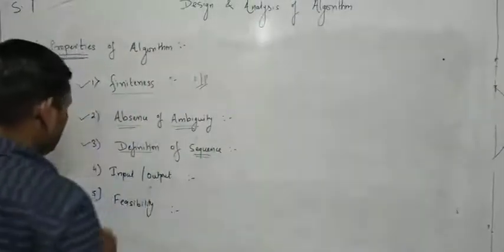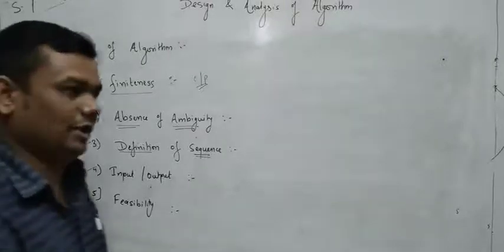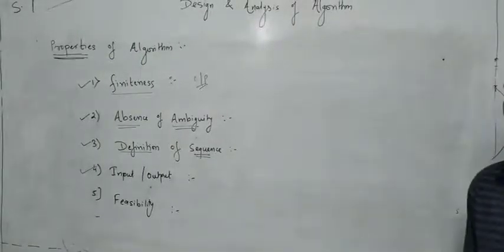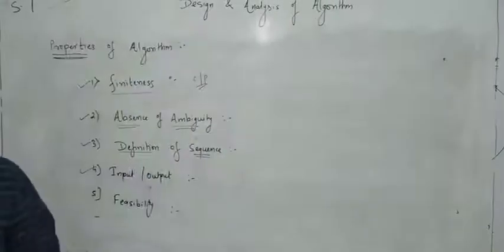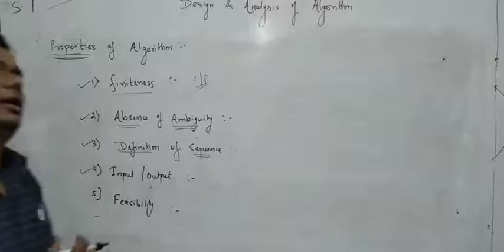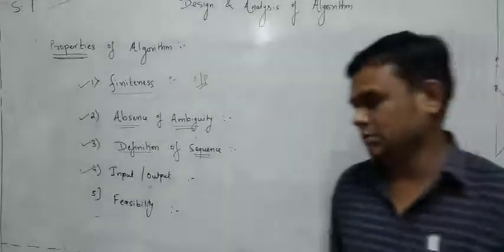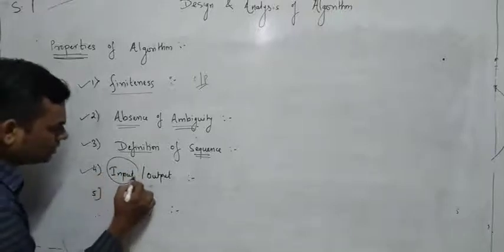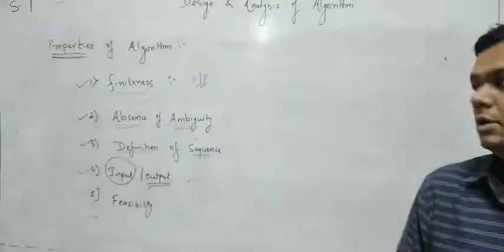And the last one is input and output. Friends, when we perform any algorithm or implement any program, at that time we require data as an input. We require one or more inputs, and after execution on those inputs, the program produces the output. So here the input is always clear, as well as the final output. That is the 4th property of algorithm.